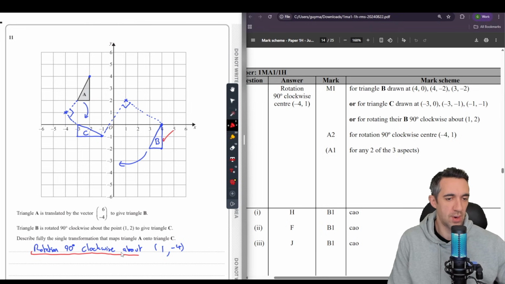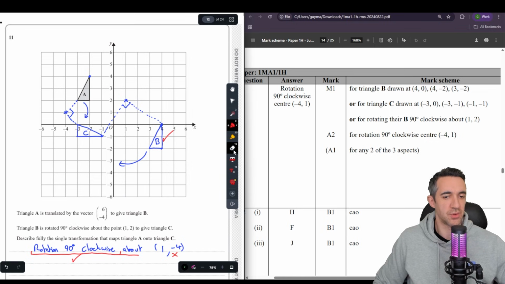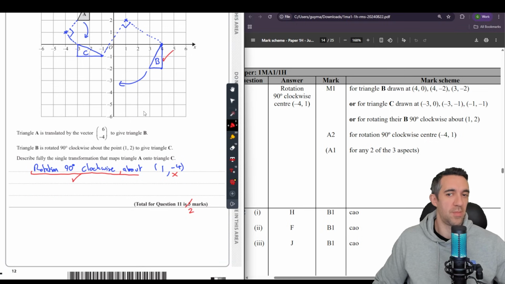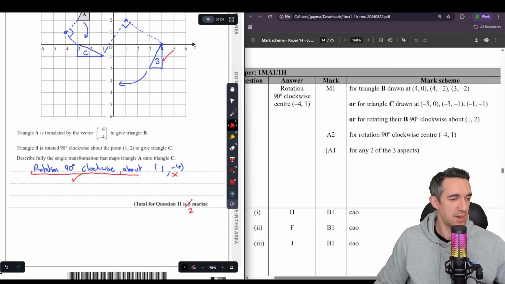So I had to get 2 out of 3 things, which I have here, and then my point was wrong, which means I don't get the final. Yes, awesome. I wasn't sure about that one. So there we go. I get my 2. So I only got 1 mark for those triangles on my diagram. You see, that's what I thought would happen.